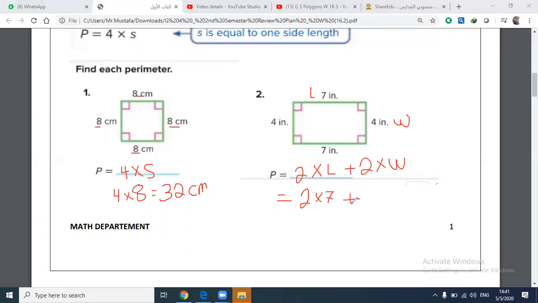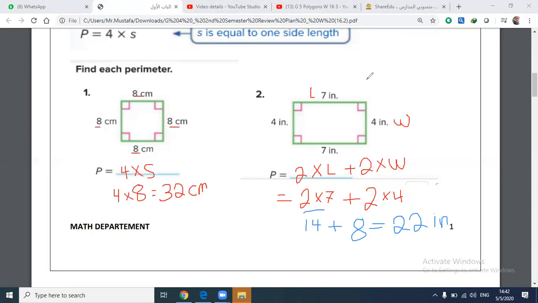Plus 2 times the width, which is 4. So write 2 times 4 and then find the product for each one. 2 times 7 equals 14, plus 2 times 4 equals 8. Now I have to find the sum. 14 plus 8 equals 22. So the answer is 22 inch, as you see.